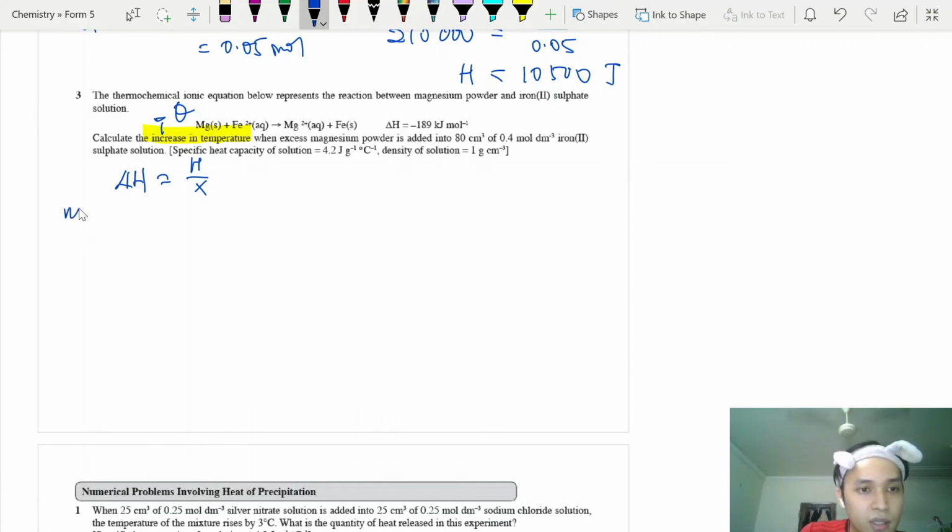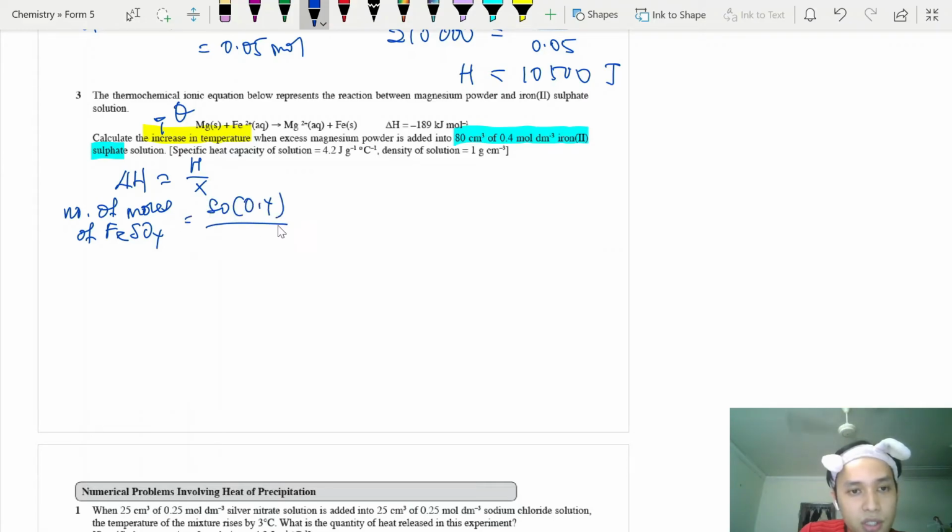Okay, we calculate the number of moles first. Of who? I can only calculate the number of moles of iron(II) sulfate, FeSO4. So meaning 80 times 0.4 concentration over 1000. The number of moles that we get here is 0.032 mole.